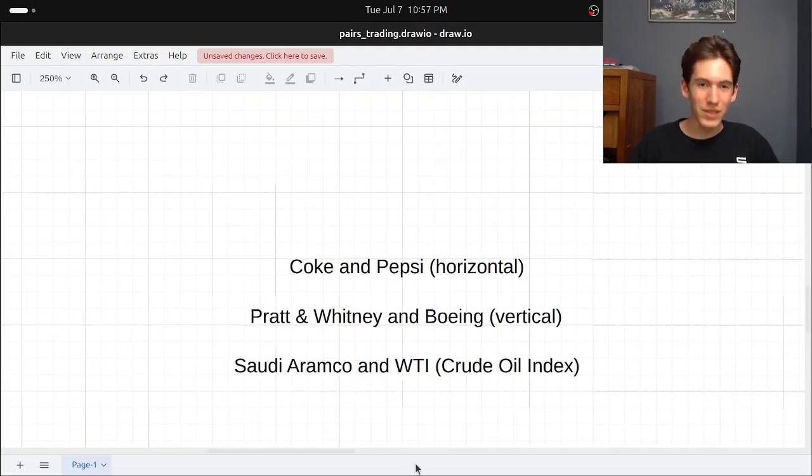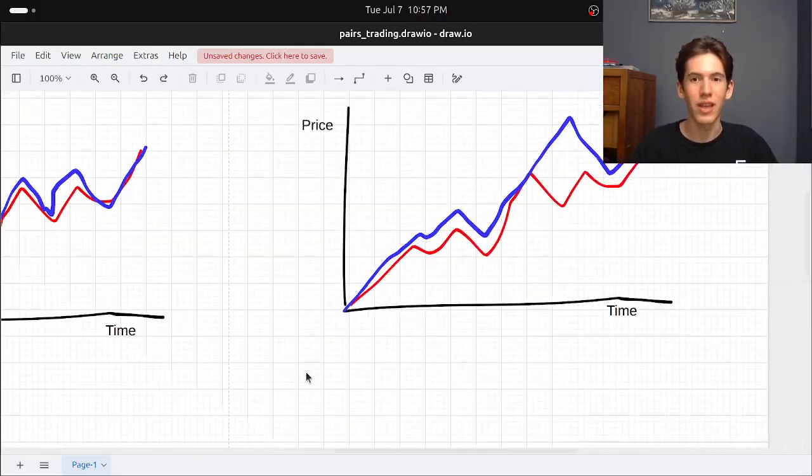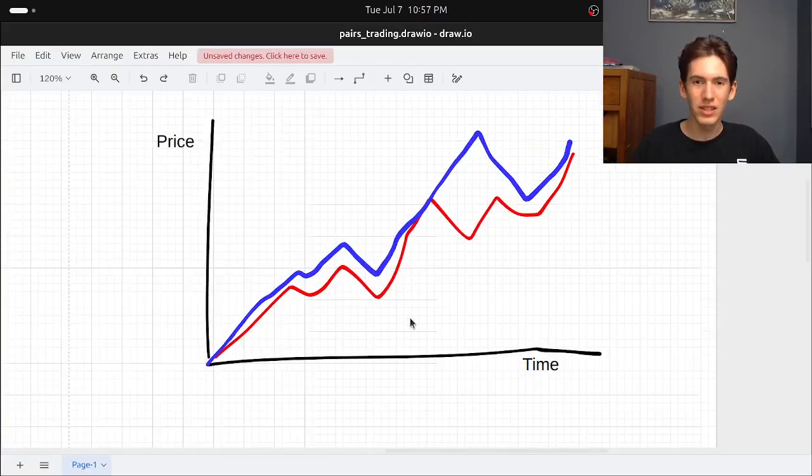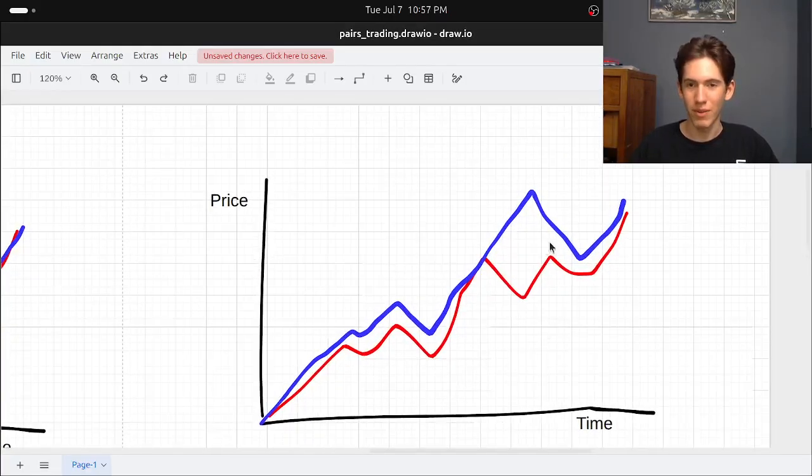So now that we have some examples of things that are correlated, how do we make money off of pairs trading then? So this is what we're looking for to make a profit. This little difference in price here. We're watching them, and we see they're moving together, moving together, moving together, and then here, there's this big difference in price. So one goes down, one goes up.